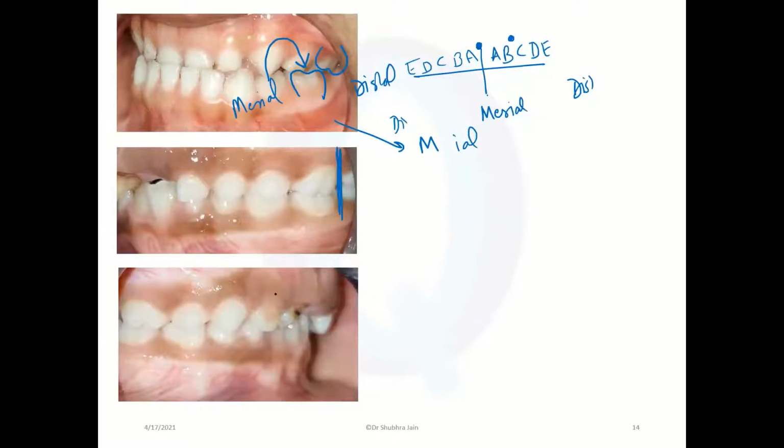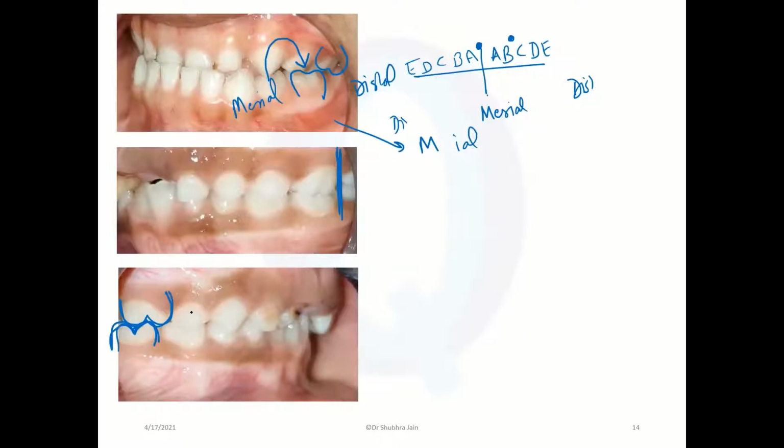This is a flush terminal plane. Now, what is this relationship? Here is the molar and here is the molar. What is this relationship? Last. This is a distal step relationship. So you understand it fairly, right?